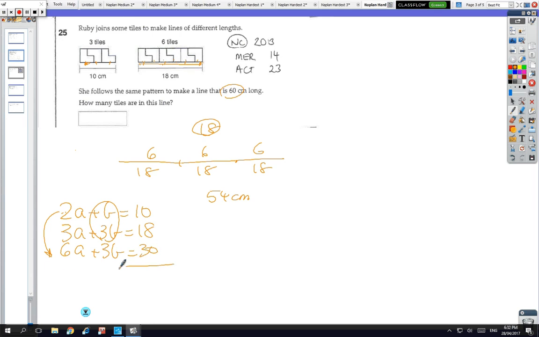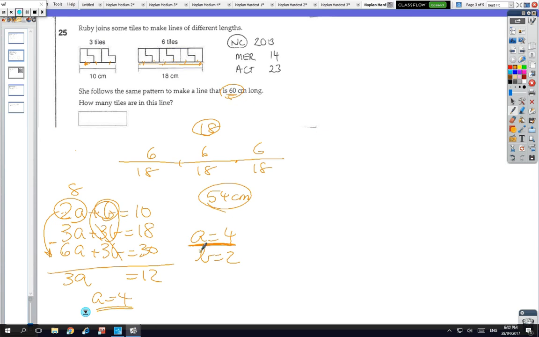and triple it. And now I'm going to subtract. So 6 minus 3 is 3a. The b's go away. 30 minus 18 is 12. So each of the big pieces is going to be 4 centimeters. 2 4s are 8. So each of the little bits is going to be 2. So when I get to 54 centimeters, I'm going to need 1 big and 1 little. So that means I need 20 tiles.